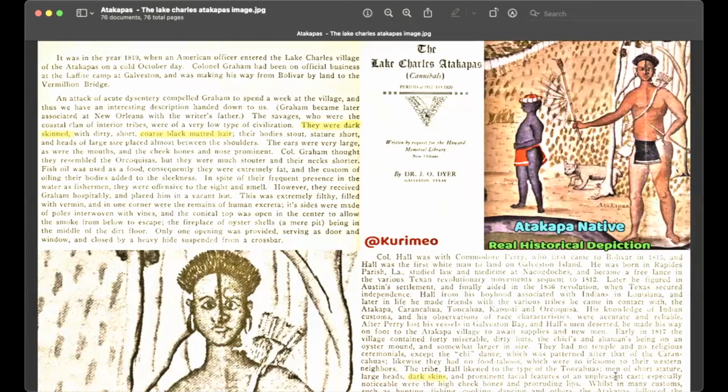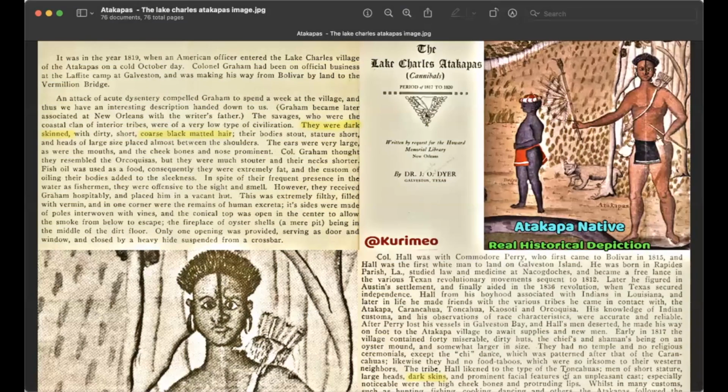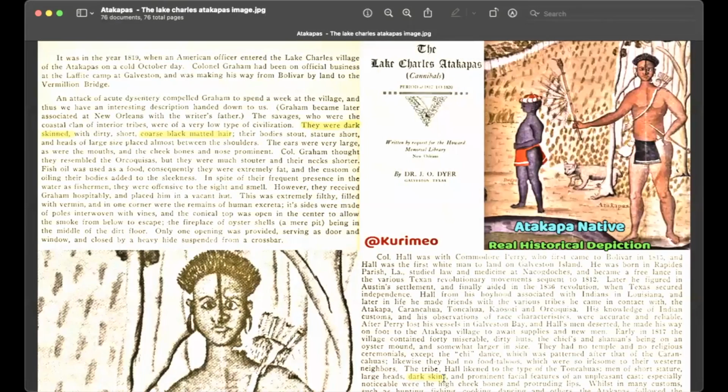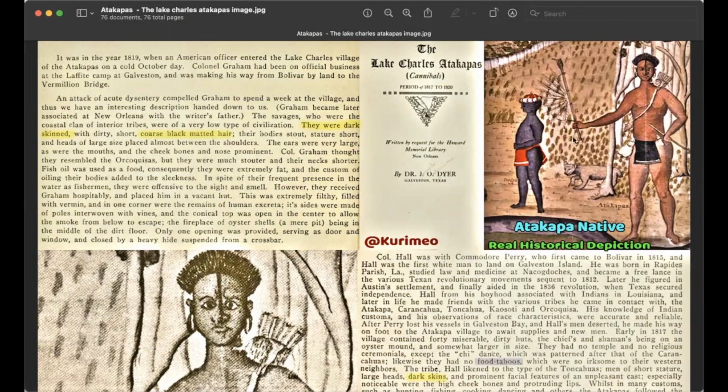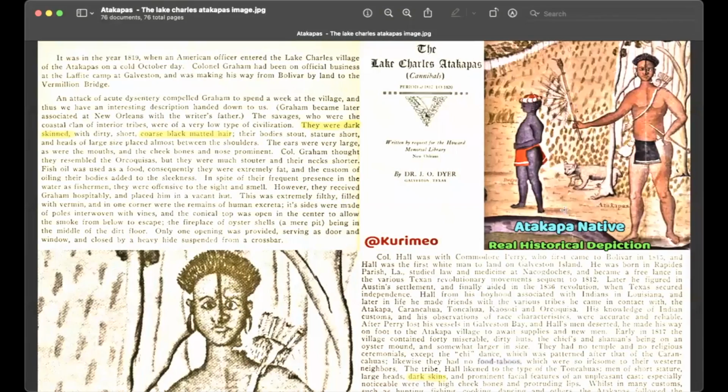There's another description over here to the right in the bottom. It says, the tribe was likened to the type of the Tonkahuas, men of short stature, large heads, dark skins. So the Tonkahuas also dark skins and prominent facial features of an unpleasant cast, especially noticeable were the high cheekbones and protruding lips. So I want to show you guys these references again. The Atacapas, Louisiana, Texas, they were dark skinned with coarse black matted hair, and this is a historical drawing here. If you Google Atacapa, you'll get a Wikipedia page, and you'll see this very same drawing in black and white.